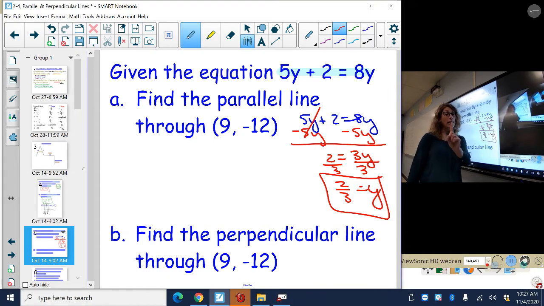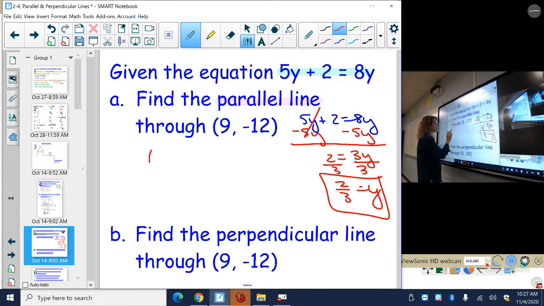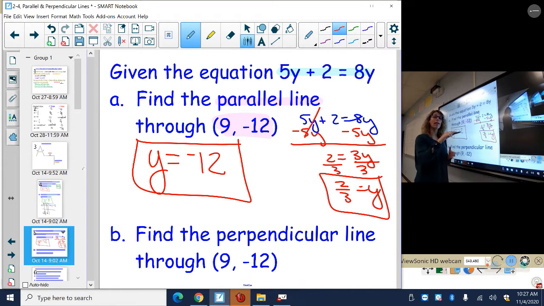Now, there's only one letter in there. Since there's only one letter in there, my mind needs to go same letter, opposite letter. Well, what am I talking about here? I am talking about parallel. So parallel means same letter. So that means I have y equals, and what does y equal in this ordered pair? Y is equal to negative 12. So therefore, the parallel line to this is going to be y equals negative 12.